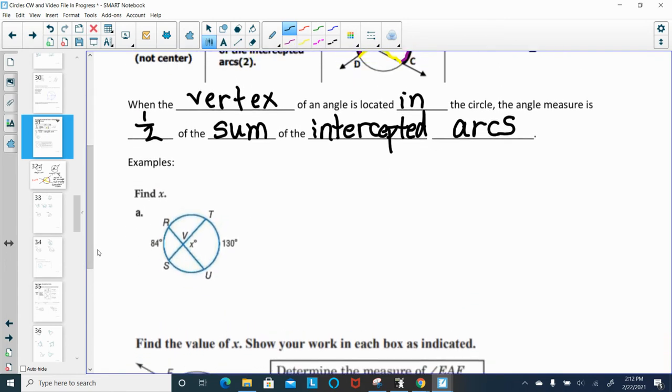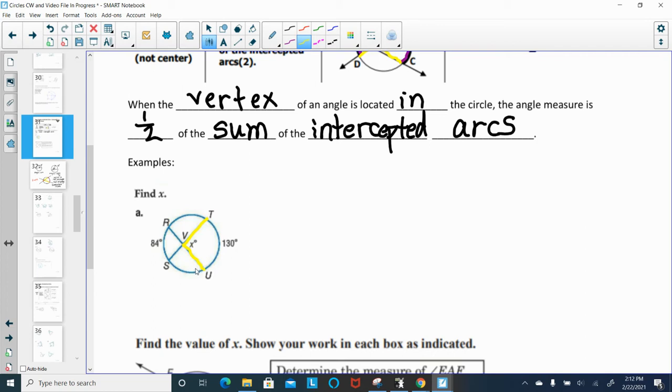So here it says find x. And I can tell that x is an angle and its vertex is kind of shifted off to the left. So it's not on the center of the circle. So this is not a central angle. X is not 130 degrees.